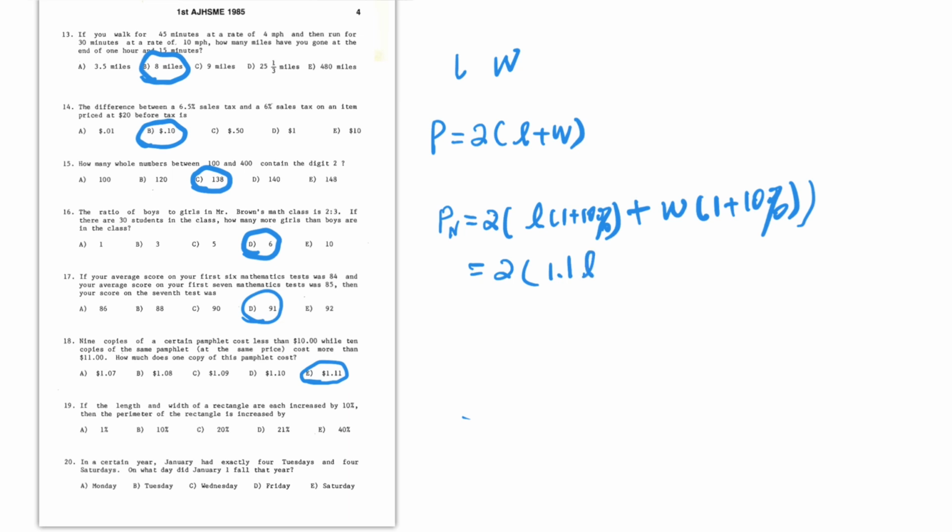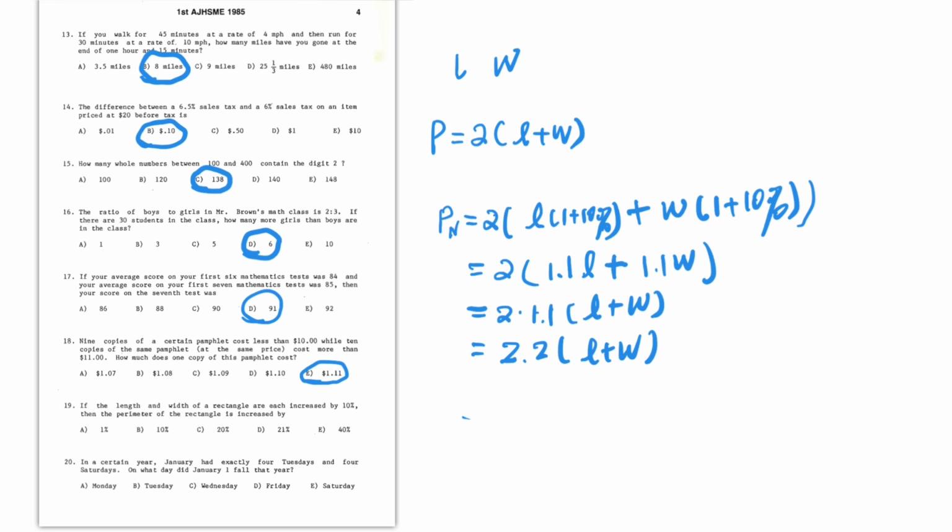110%, 1.1 times length plus 1.1 width. And factor out 1.1, that's 2 times 1.1 times (length plus width), equal to 2.2 (length plus width). Now, what is the perimeter of the rectangle increased by? The perimeter increased.